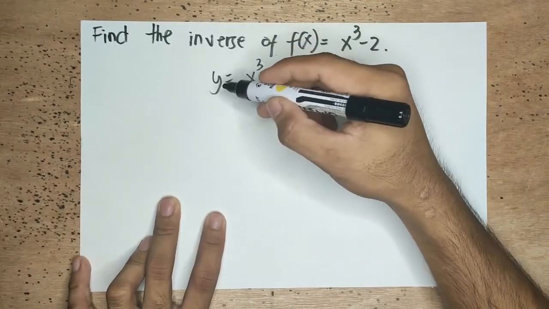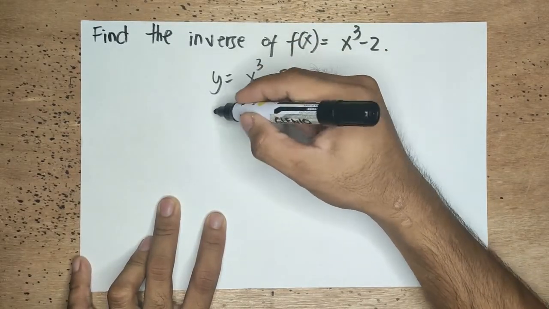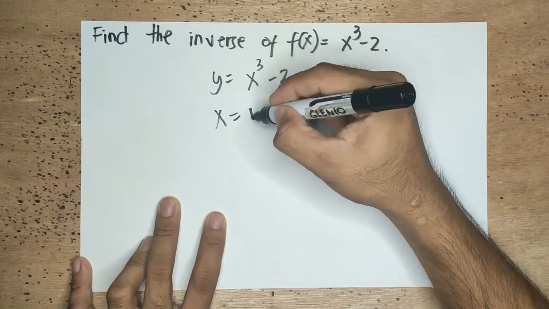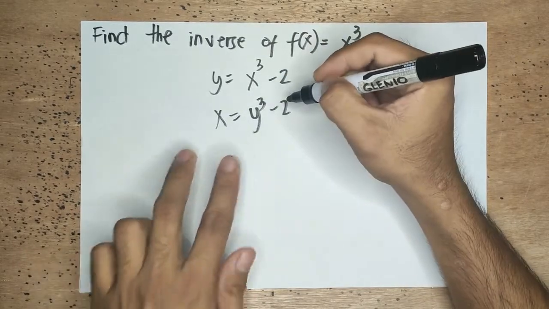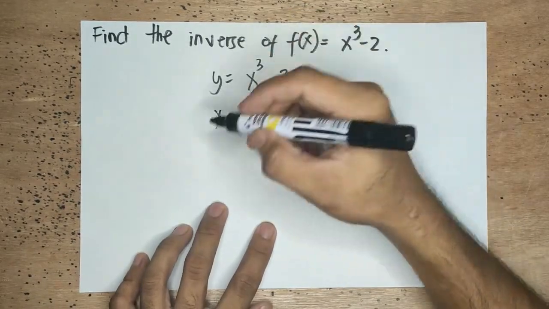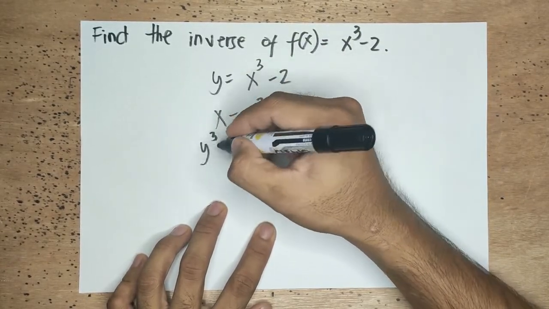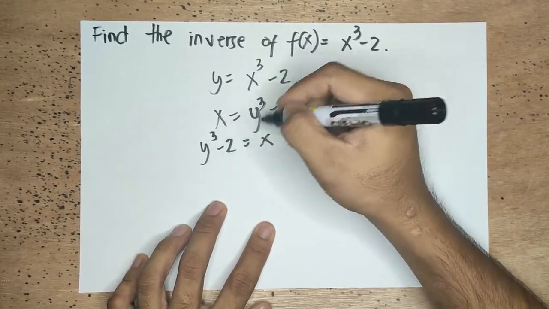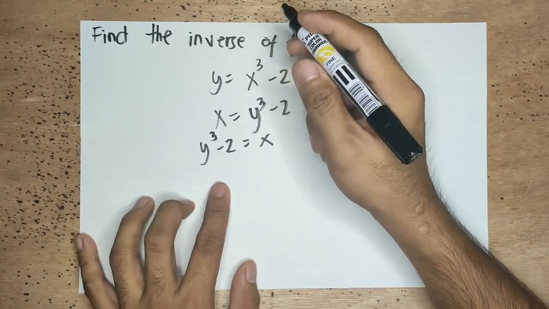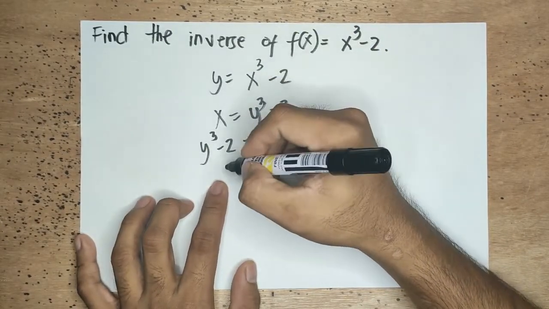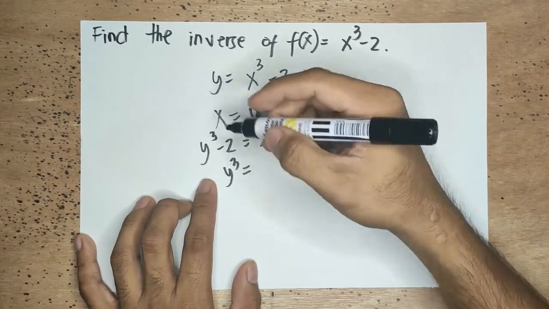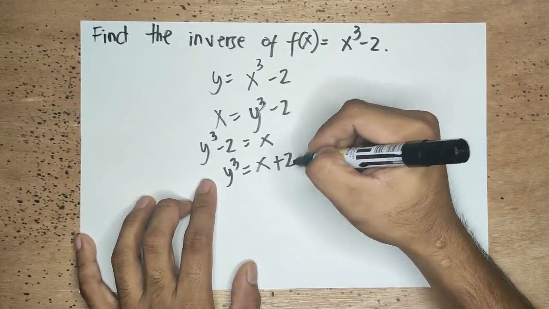Pangalawang step, we interchange the variables. Si y magiging x at si x magiging y. Since equal silang dalawa, we can swap their positions. Magiging mapupunta si y cube minus 2 dito, and then ililipat natin to here, pagpapalitan lang natin sila ng positions. So transposing the constant term to the right, from negative 2 it will become positive 2.